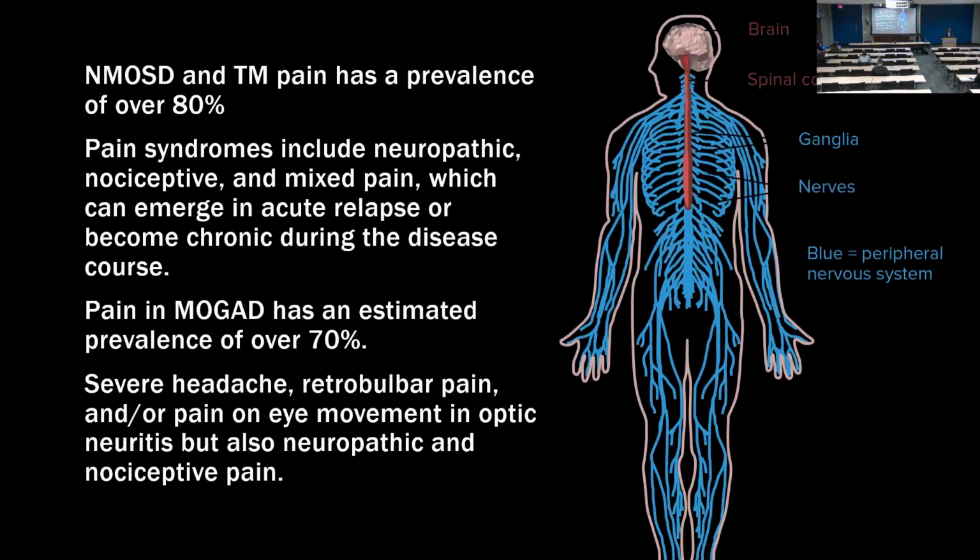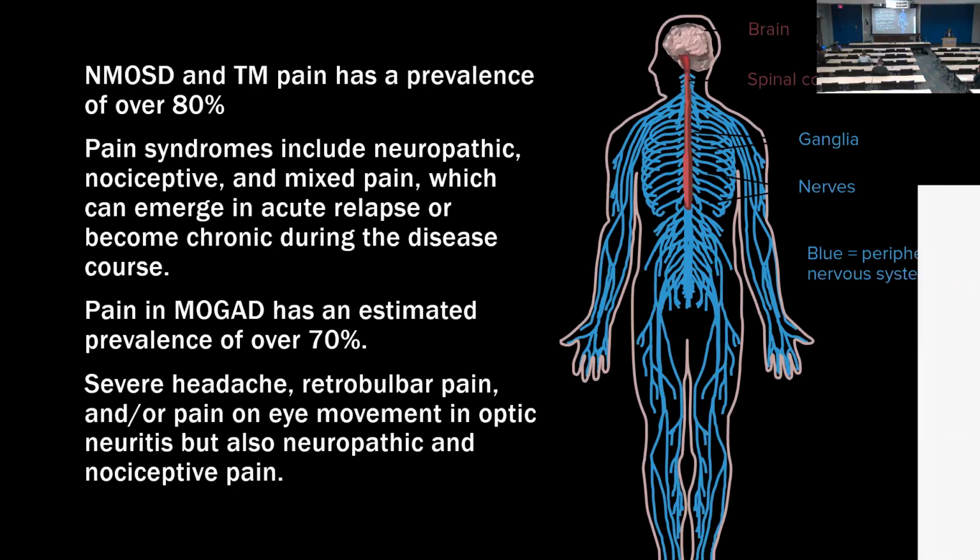Now, NMOSD and TM pain has a prevalence of over 80%. And you can have a kind of mixed pain pattern, where you have a combination of neuropathic pain. You can have some pain related to spasticity and contractures, which is just a fixed posture, and moving those limbs would be very, very painful. In MOG-associated disease, the pain prevalence can also be up to 70% in some case reports. People may have headaches or retroorbital pain, in addition to the other kinds of mixed pain syndromes that I discussed.